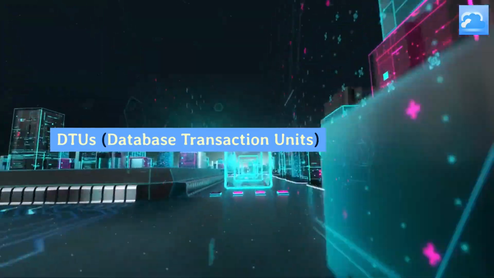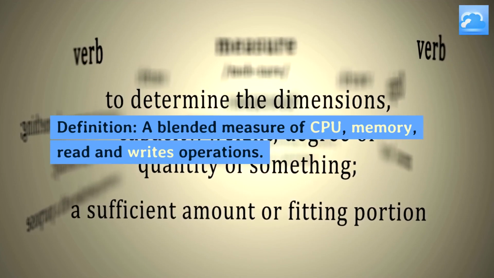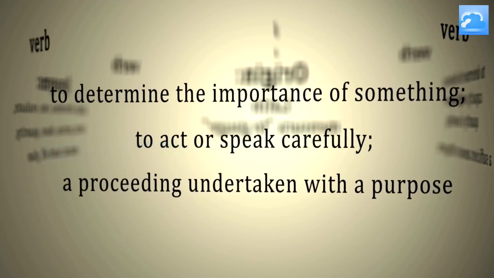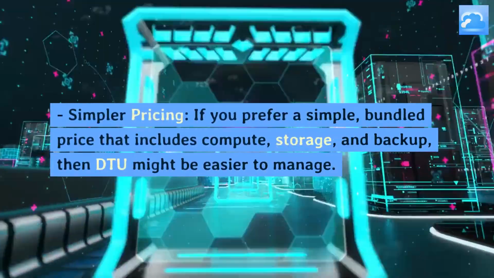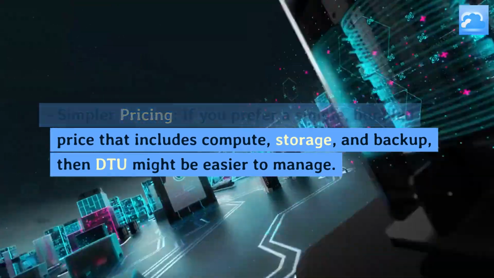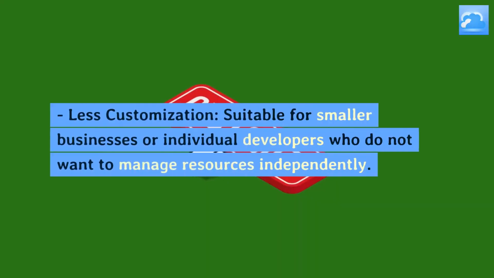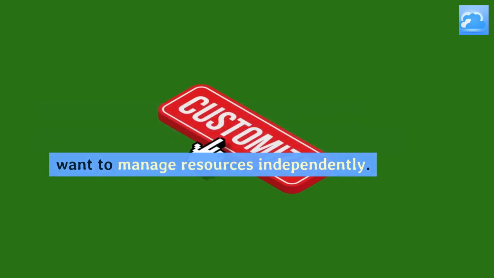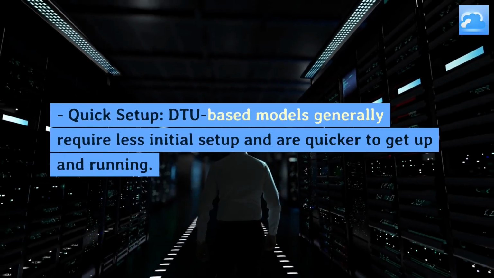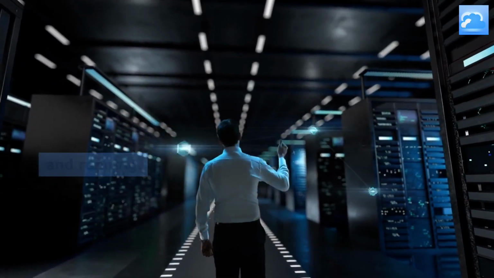DTUs, Database Transaction Units. Definition: a blended measure of CPU, memory, read and write operations. Scenarios and use cases. Simpler pricing: if you prefer a simple, bundled price that includes compute, storage, and backup, then DTU might be easier to manage. Less customization, suitable for smaller businesses or individual developers who do not want to manage resources independently. Quick setup: DTU-based models generally require less initial setup and are quicker to get up and running.